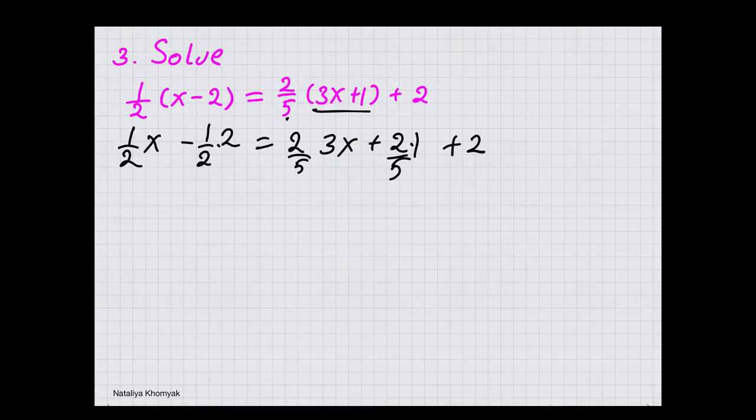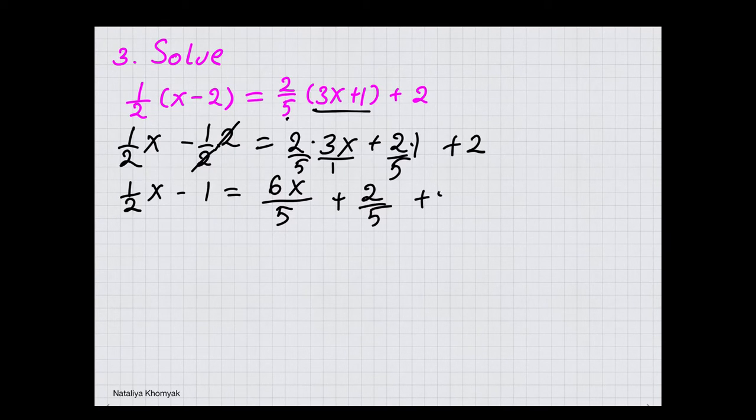Now we have to simplify a little bit. So we have a half of x. 2 and 2 will cancel. Minus 1 equals to 2 times 3, 6x out of 5. If you multiply a whole number by a fraction, it ends up in the numerator because it is in the numerator. It's out of 1. 1 is multiplying the denominator. Plus 2 out of 5 plus 2.